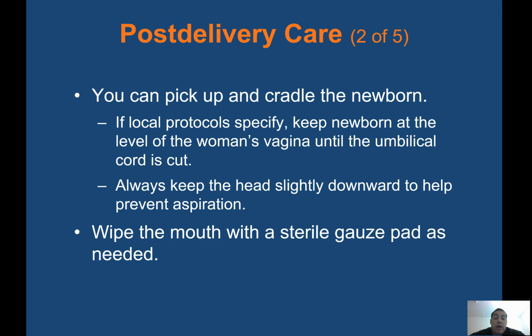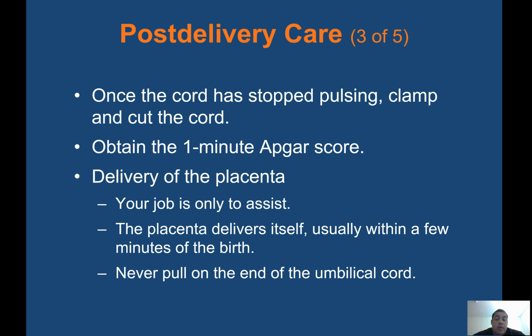You can pick up and cradle the newborn if local protocols specify. Keep the newborn at the level of the woman's vagina until the umbilical cord is cut. Always keep the head slightly downward to help prevent aspiration. Wipe the mouth with a sterile gauze pad as needed. Once the cord has stopped pulsing, clamp and cut the cord. Obtain the 1-minute Apgar scale.